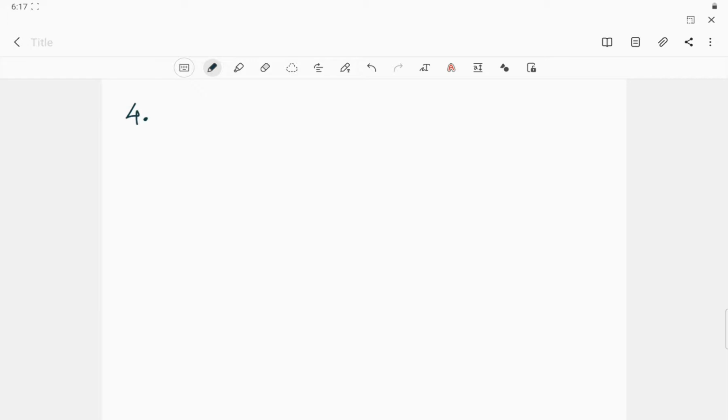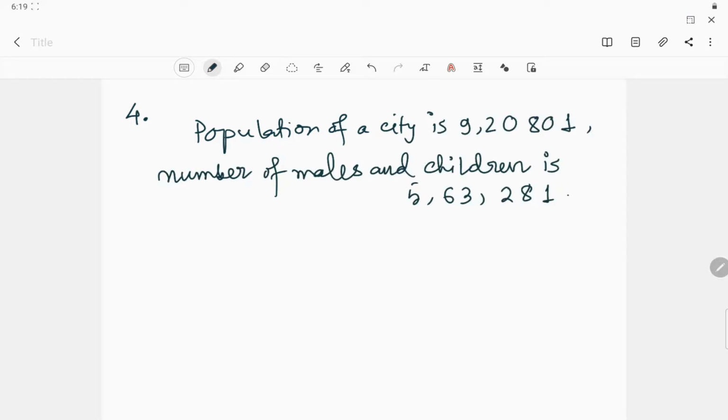Question number 4 says the population of a city is 9,20,801. If the number of males and children is 5,63,281, find the number of females in the city. So again you have to find the remaining part, which means you have to do subtraction. The population of the city is 9,20,801 and the number of males and children is 5,63,281.